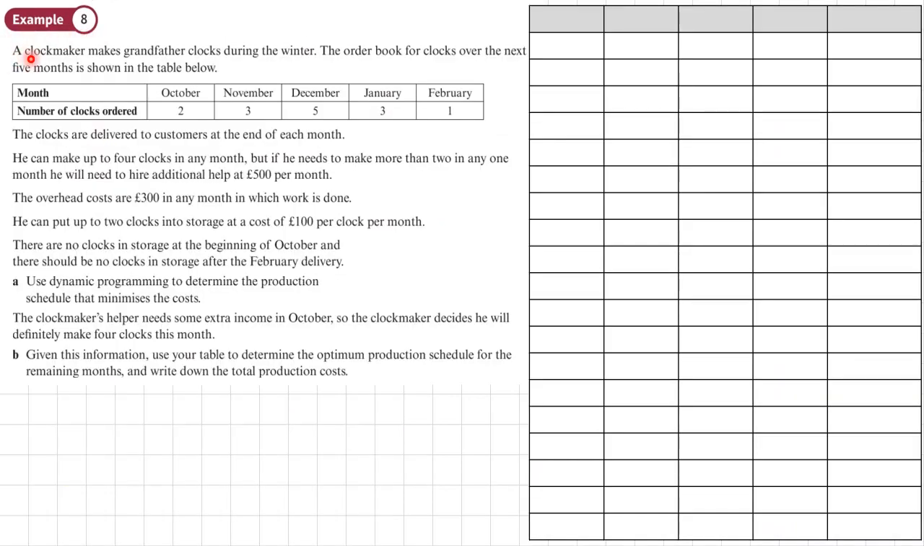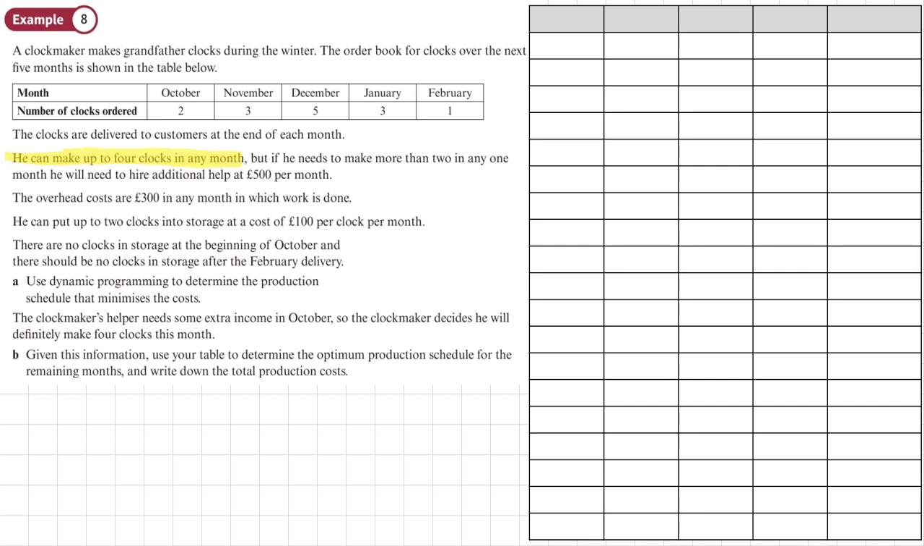Example 8. A clockmaker makes grandfather clocks during the winter. The order books for the clocks over the next 5 months is shown in the table below. So we've got a month and how many clocks are required during that month. Clocks are delivered to customers at the end of each month. He can make up to 4 clocks in any month. So he can make up to 4.